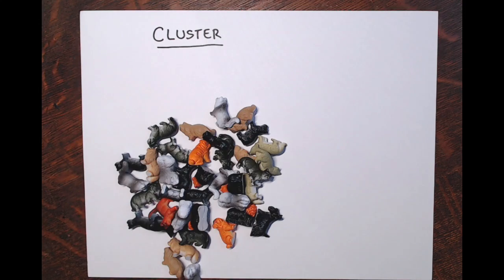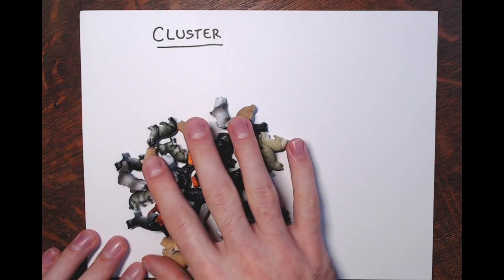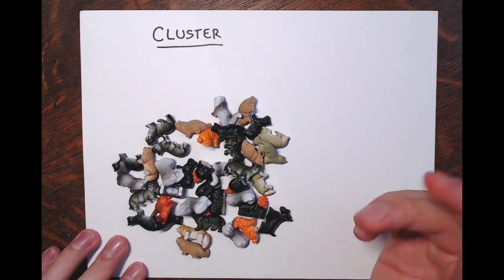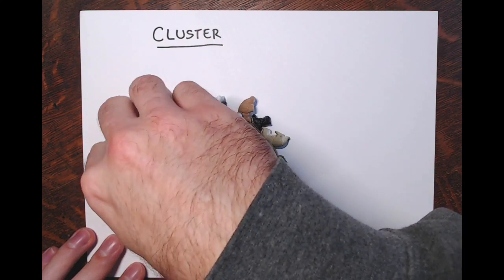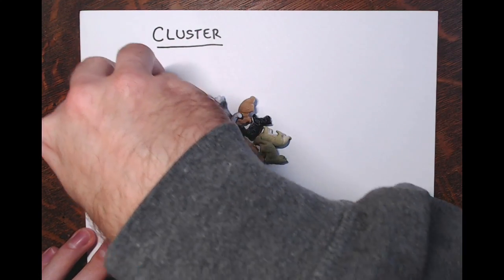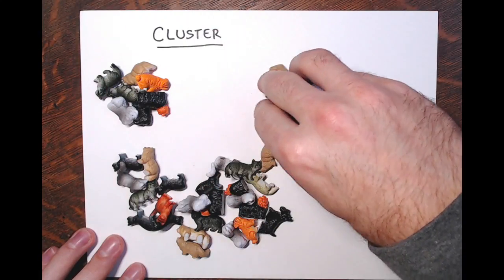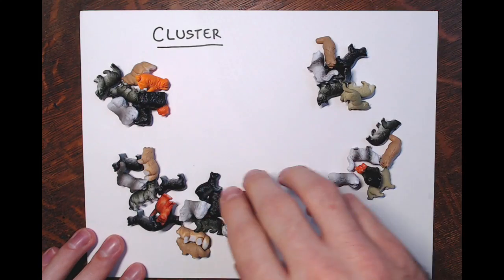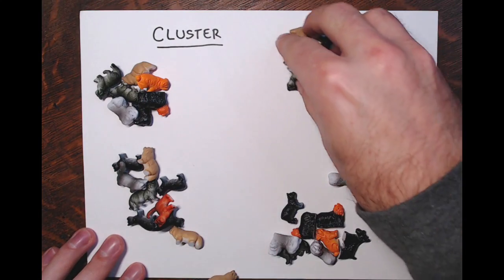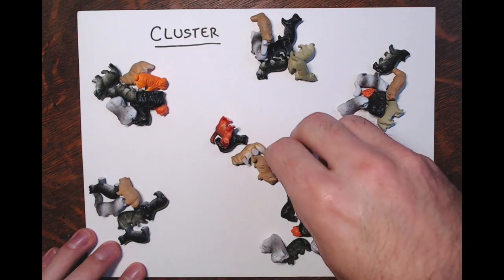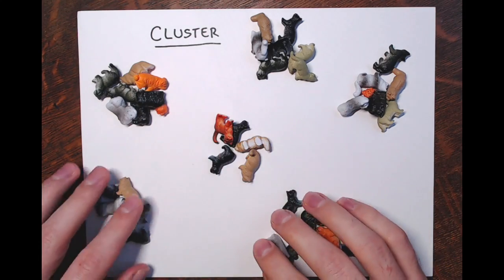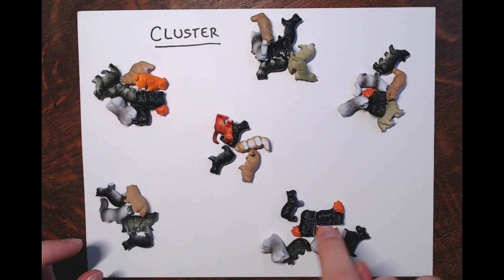Okay, so on my paper here, we're talking about cluster sampling. So suppose this group of little dog and cat figures I have here is my population. What cluster sampling is, I break the population into groups. So here we go. I've broken the population into groups. So 1, 2, 3, 4, 5, 6 groups.